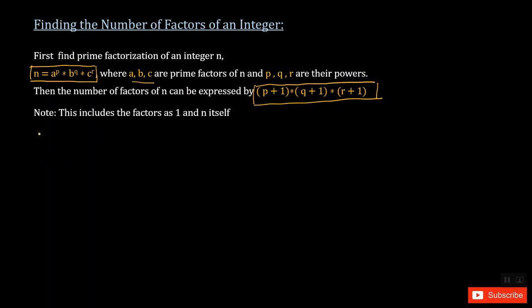Let me take a simple example here to make it clear. Let's take the value of n as 30. Now what are the prime factors of 30? 30 can be expressed as 2 times 3 times 5, right? So this is how we find the prime factorization.